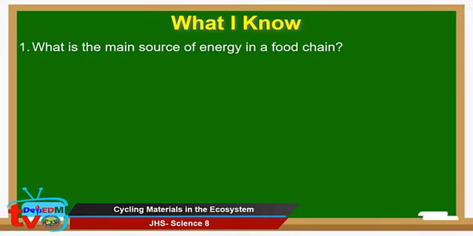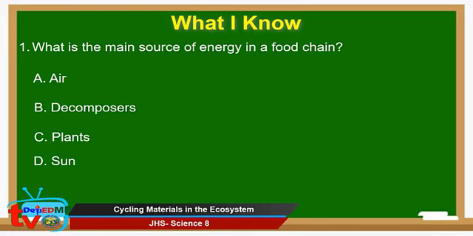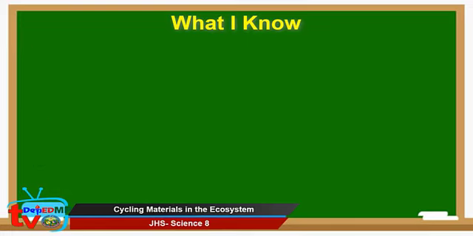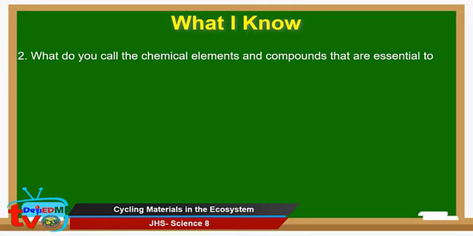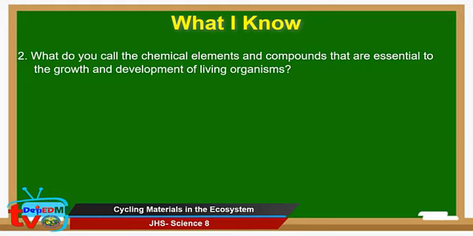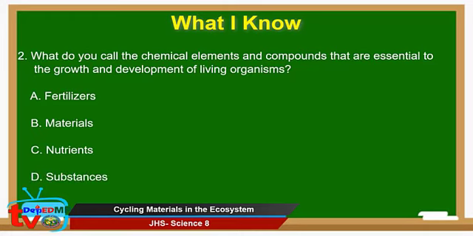Number 1. What is the main source of energy in a food chain? A. Air. B. Decomposers. C. Plants. And letter D. Sun. Number 2. What do you call the chemical elements and compounds that are essential to the growth and development of living organisms? A. Fertilizers. B. Materials. C. Nutrients. And letter D. Substances.